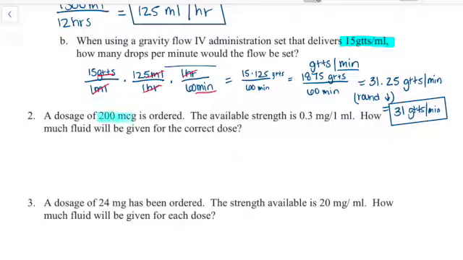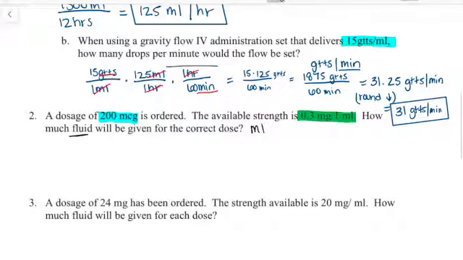Dose of 200 micrograms ordered. Available is 0.3 milligrams per 1 ml. And it says how much fluid will be given for the correct dose. So our answer will be in mLs. They want to know how much fluid. So ordered is 200 micrograms. Think of it as over 1 dose, so we can keep our fractions.